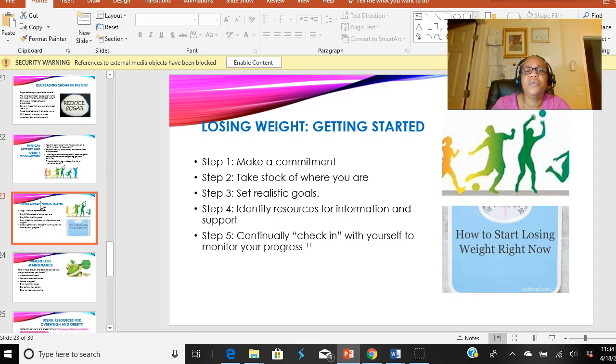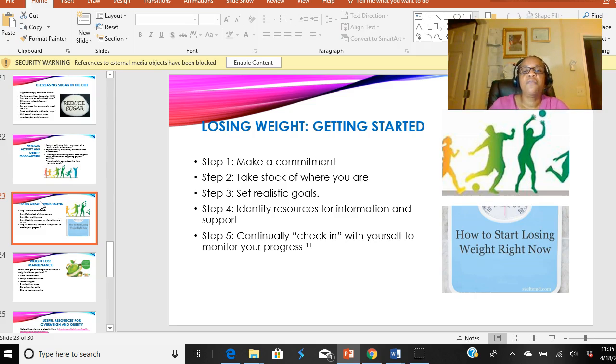Now, losing weight, getting started. It can be a daunting task, but it can be done. So first of all, you have to make that commitment. You have to tell yourself, I want to lose the weight. I'm going to do it. Take stock of where you are. So you need to know your current weight, your current body mass index, and then you're going to set realistic goals. So don't set the goal that, oh, summer is coming up, so I want to lose 10 pounds by the end of the month. What you should do, set yourself to lose like 1 pound per month.